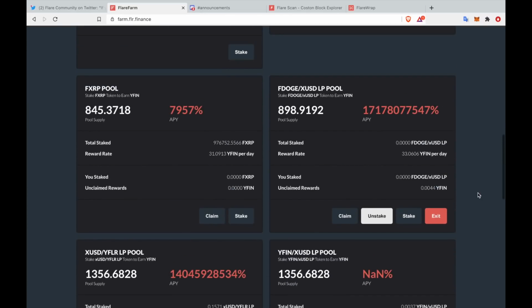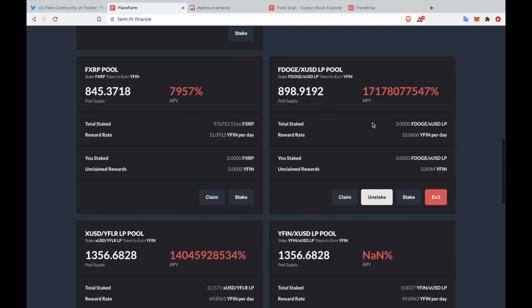In contrast, when you try to provide liquidity for a two pairing pool, like this for example, even if you had both the assets, XUSD and F Doge, and you try to stake that, you will more than likely see this, a 0, even though you have both of the assets mentioned. Now, this is a very common question and a very common problem. I'm going to show you why this remains a 0.